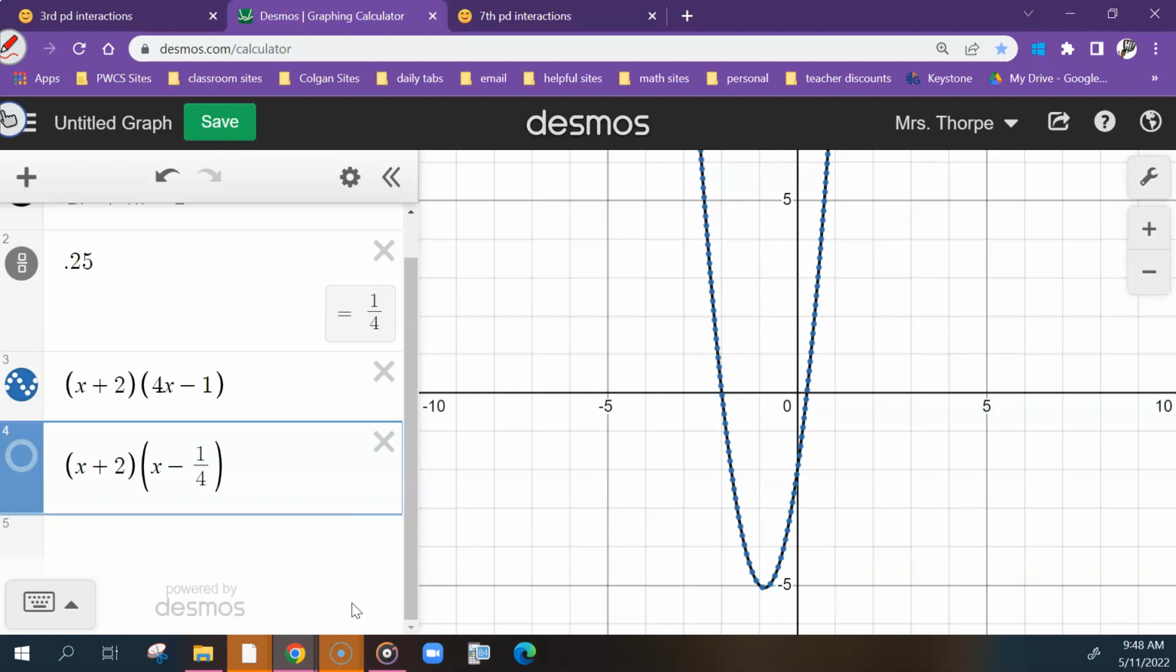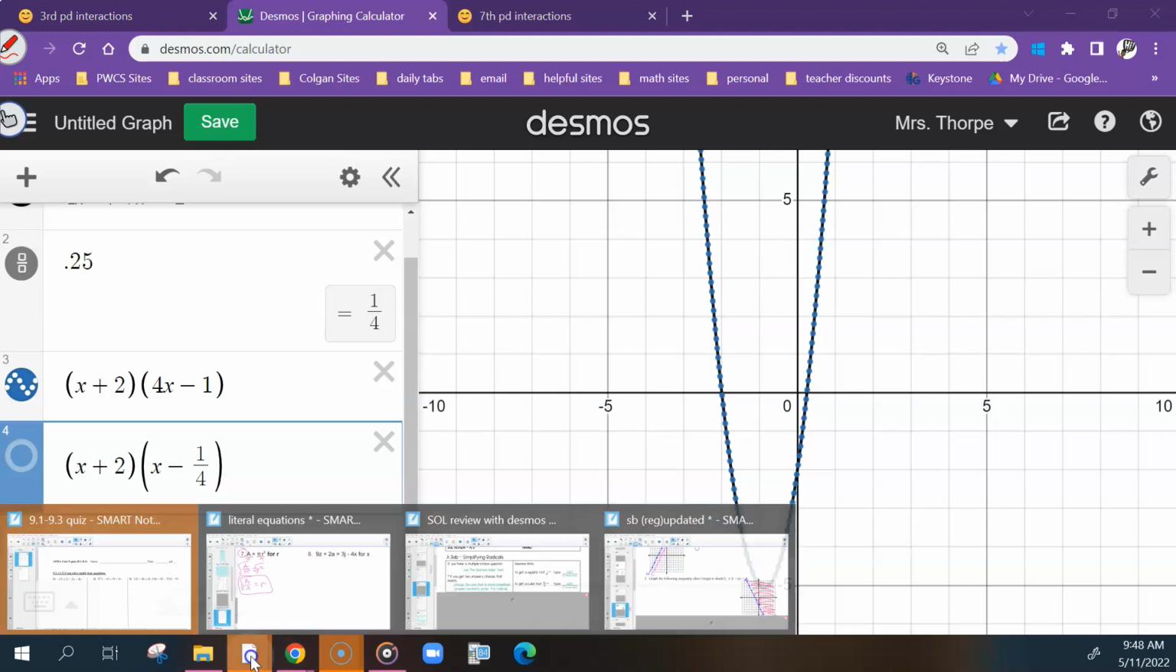Did we want to see any of these in Desmos? On to the next page.